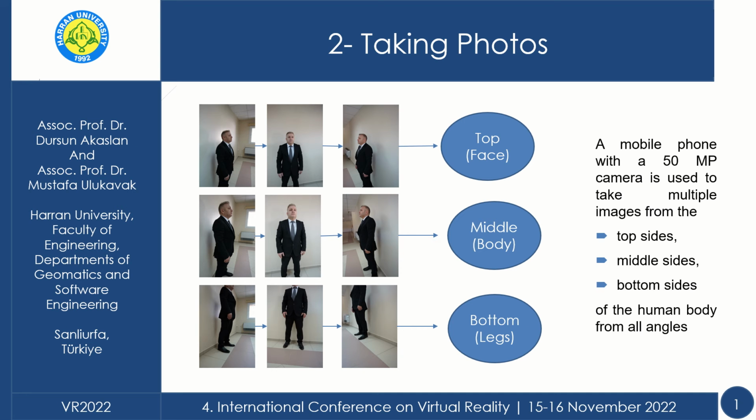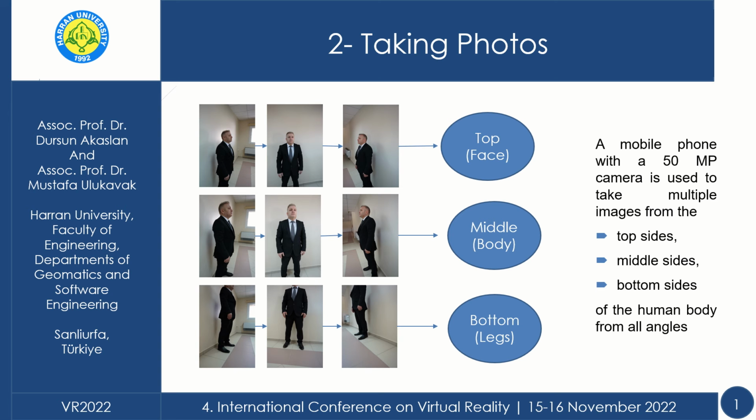The second stage, after setting the environment, we take photos of the human body from the circle perspectives. We focus on the top, middle, and bottom of the objects. First of all, we start at the middle of the objects, and we take the photos of the human body from different angles by turning the circle, and then we focus on the bottom, and then we focus on the top.